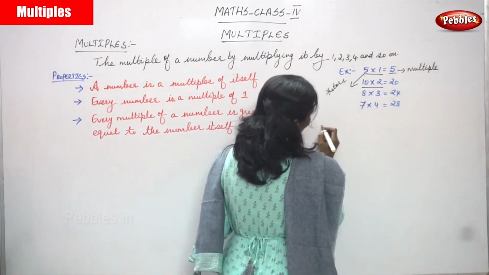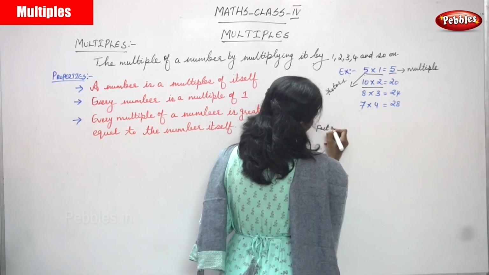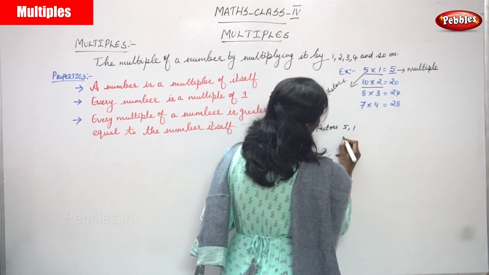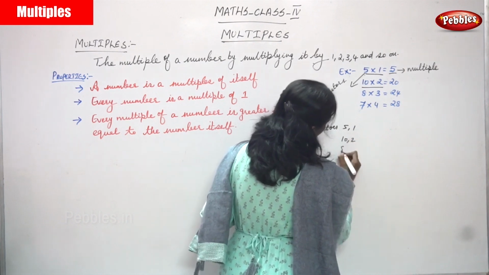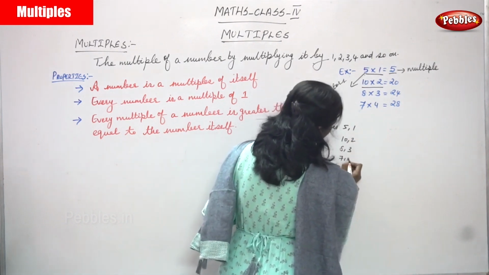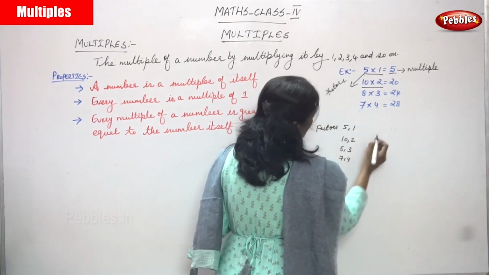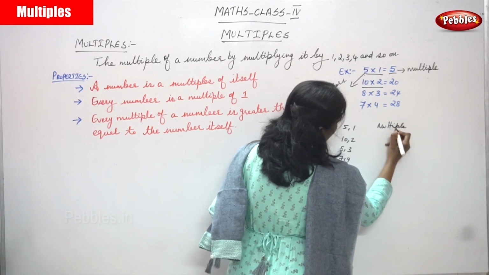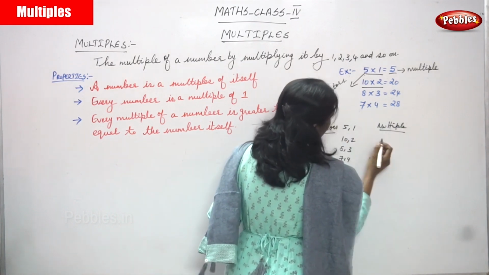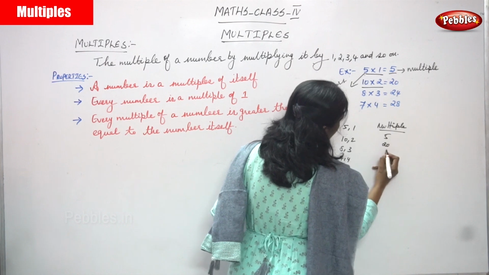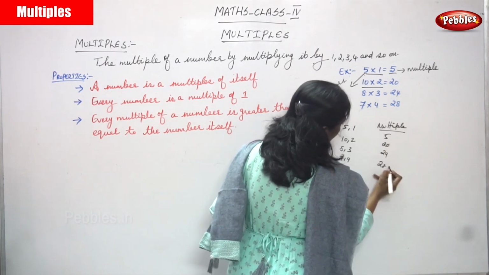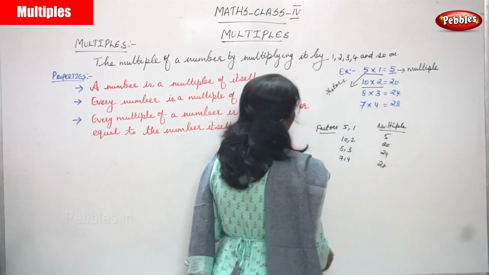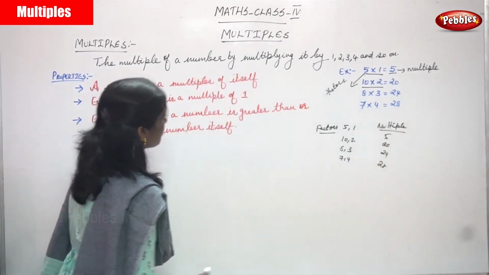So what are the factors? The first one is 5 and 1. The next one is 10, 2. And the next ones are 8, 3 and 7, 4. So these are the factors, and what do you get as the multiple? The answer, the result, the product. That means 5, 20, 24 and 28. These are the multiples. Okay, these are called multiples.